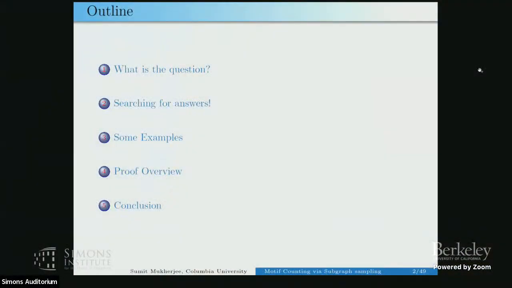So let's try and jump right in. The talk will roughly have 5 parts. I'll first explain the question that we want to study, and then I'll try and motivate the answers that we find. And then I'll use some examples of graph ensembles to illustrate the results. Depending on the amount of time left, I'll give a very high level proof overview and then conclude.